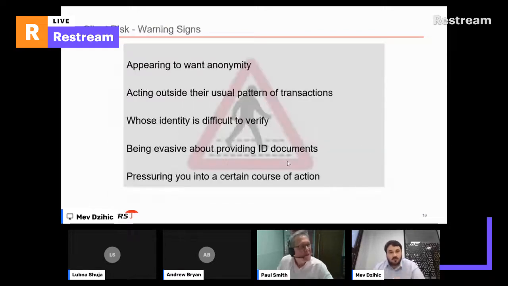Next slide, please. So some warning signs, clients who want to appear to want anonymity, acting outside the usual pattern of transactions, difficulty in identification, verification, being evasive about providing ID documents, and pressuring you into a particular course of action. Next slide, please.